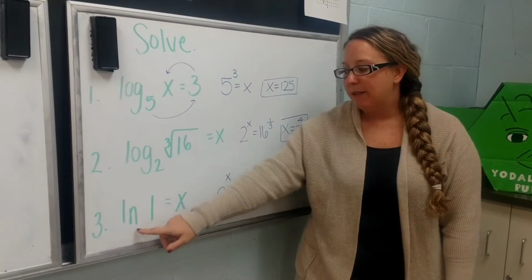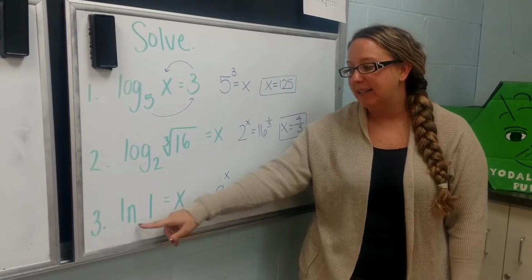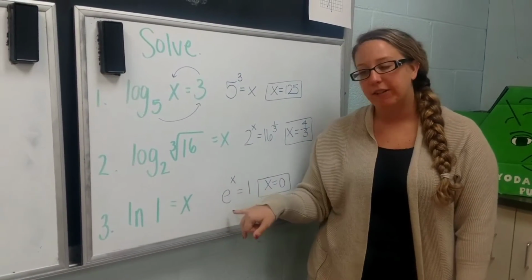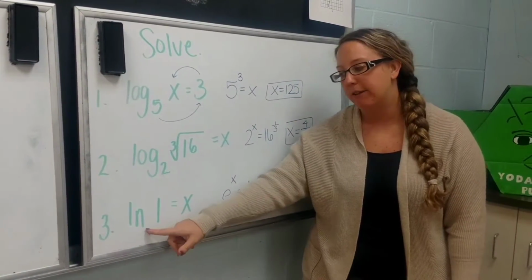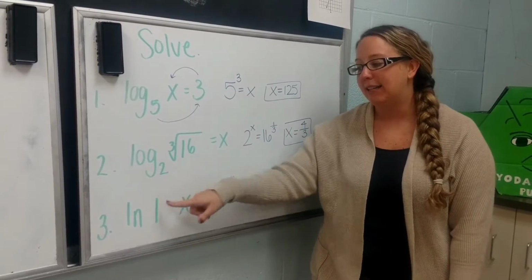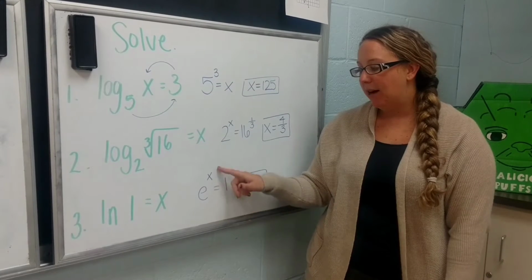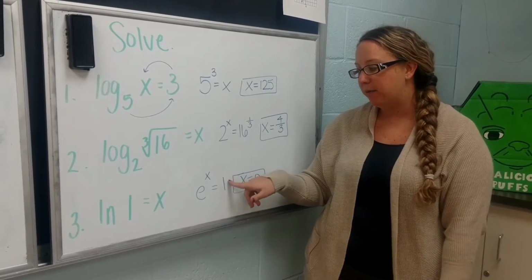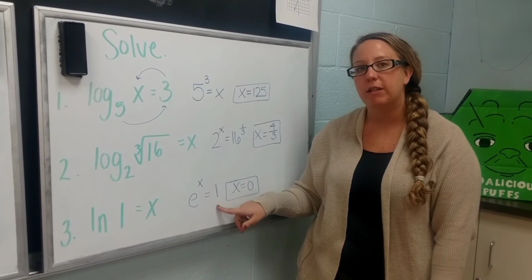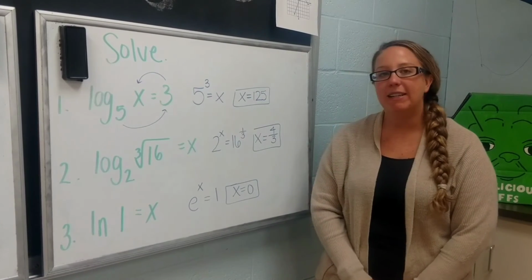And last example is ln of 1 equals x, and because ln and e are inverses of each other, I can rewrite this as e to the x equals 1. And I know that any number raised to the 0 power is always 1, so this has to be 0 in order to equal 1. So for my last answer, I have x equals 0.